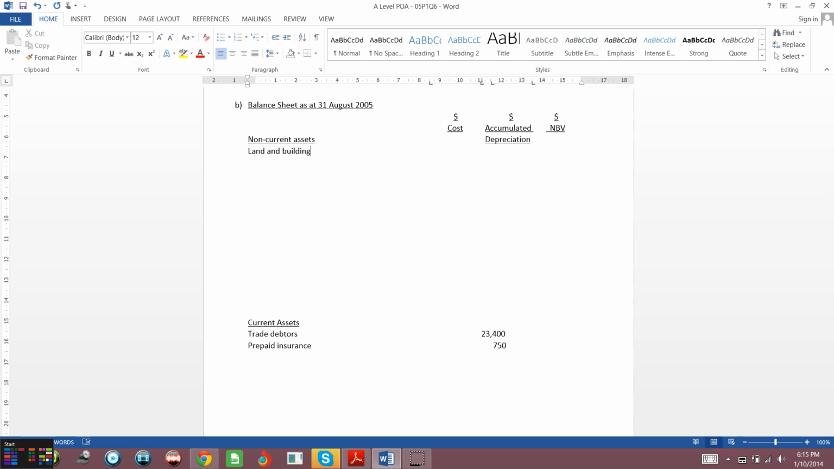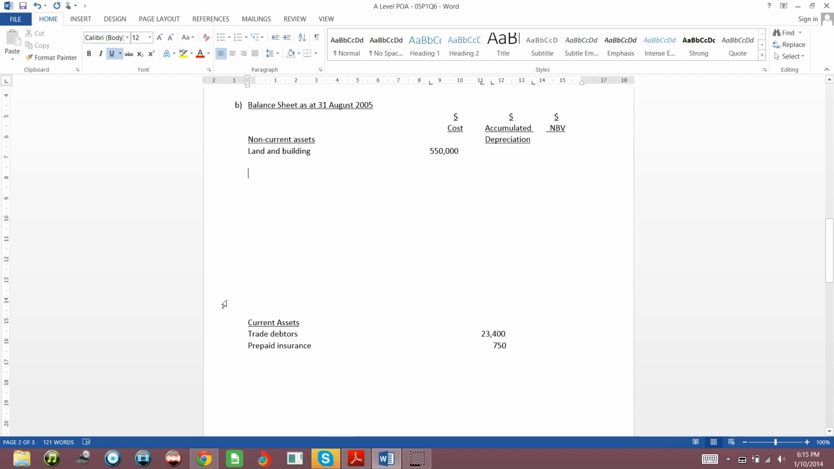Then if you look at the summary of the business bank account, the additional land and building that he bought is 350,000. So 200,000 plus 350,000, so land and building will be 550,000. Then I don't want to make it too cramped, so maybe I put one line in between.